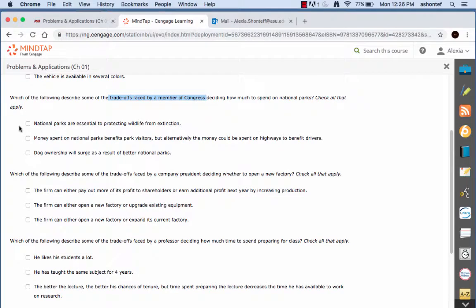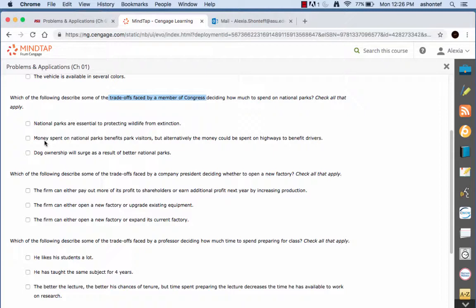So let's go. So this one says, national parks are essential to protecting wildlife from extinction. Well, yeah, that's absolutely correct. I would agree with that statement. But what you have to ask yourself here is, does that have any direct impact as a trade-off faced by this member of Congress, given the information that you've been given?